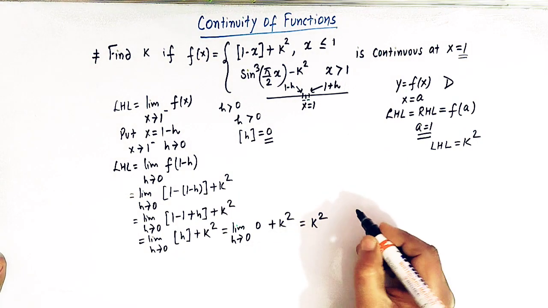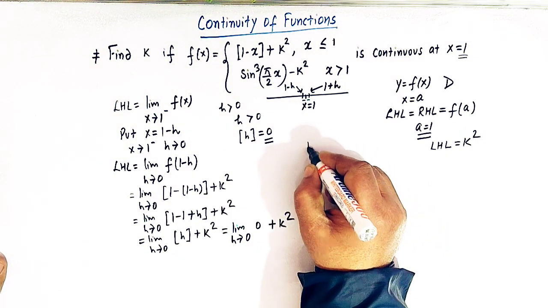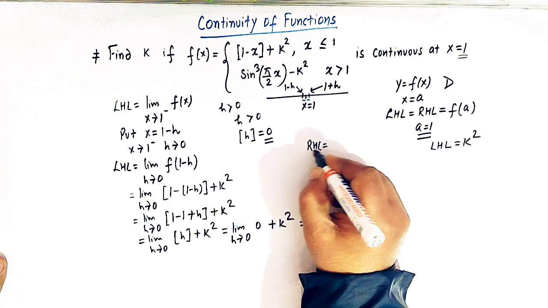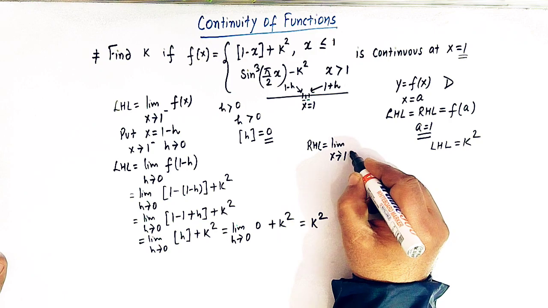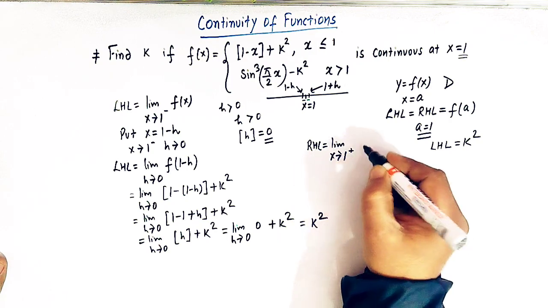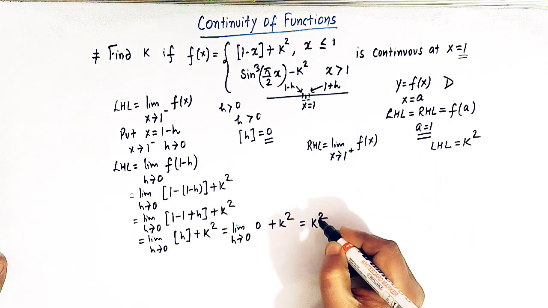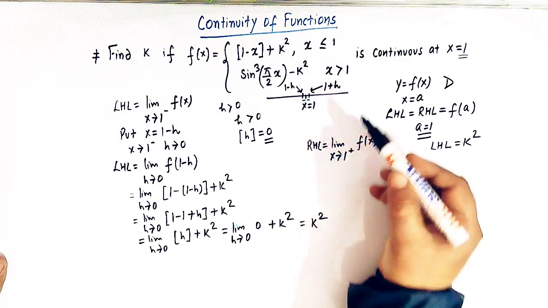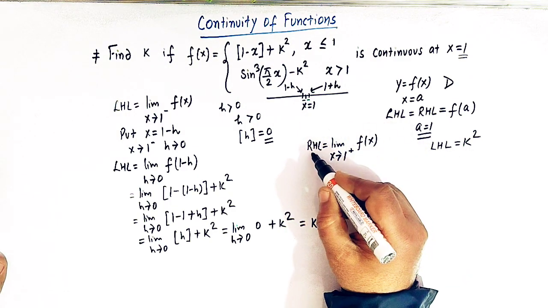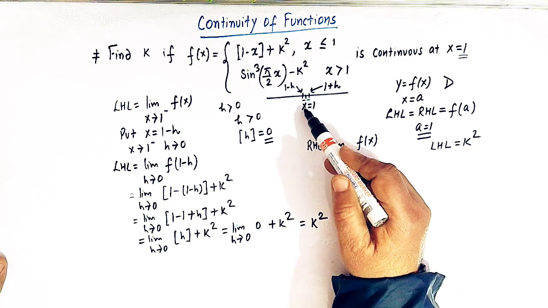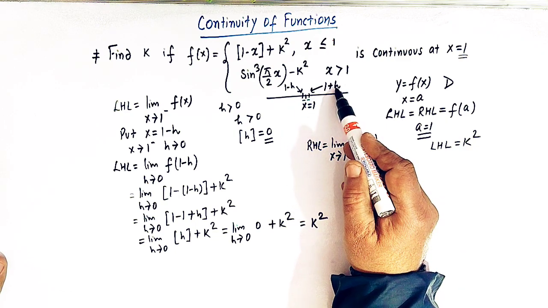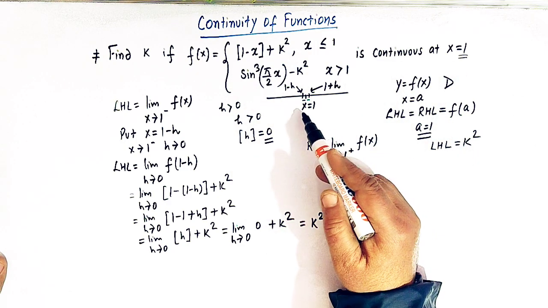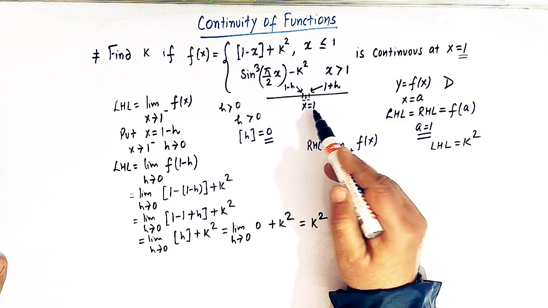So now let us find out the right hand limit. The notation for right hand limit is limit x tends to 1 plus, and here we have f of x. When we calculate the right hand limit, we are in the neighborhood of x is equal to 1, that is 1 plus h, which is towards the right of x is equal to 1.